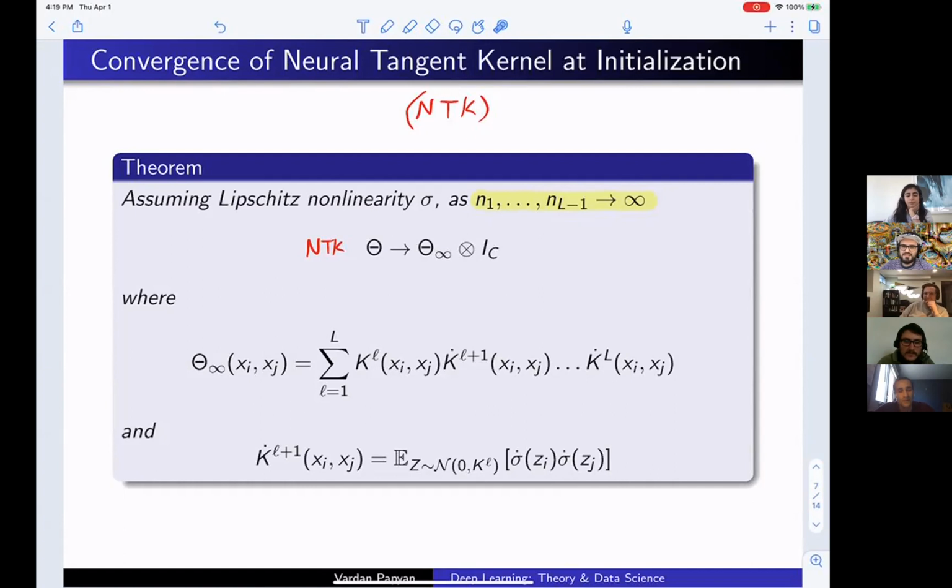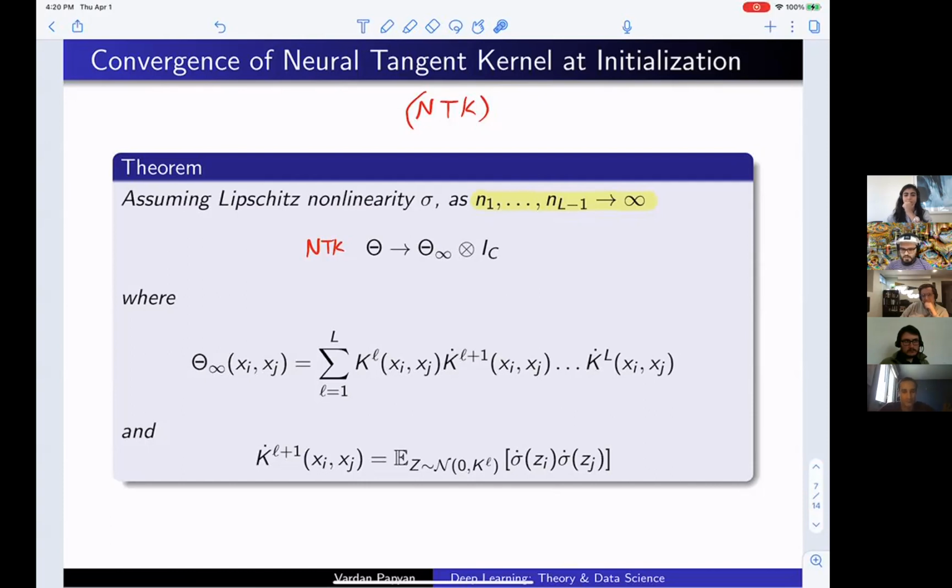Now, notice that this is a non-trivial statement, right? In general, when things tend to limits, you don't necessarily have a limit, especially when you're dealing with these wild nonlinear beasts that we're dealing with. But in this case, one can prove that the NTK tends to a limit as all the widths go to infinity. At this point, it's unclear what is the significance, but we'll soon discuss that.